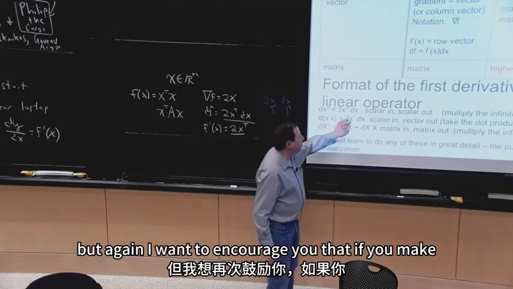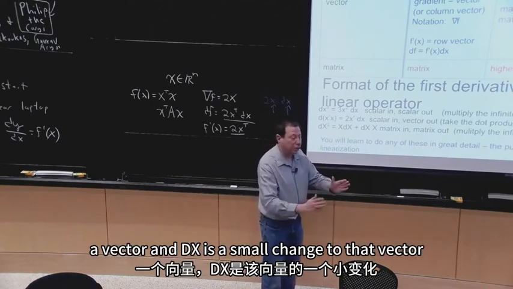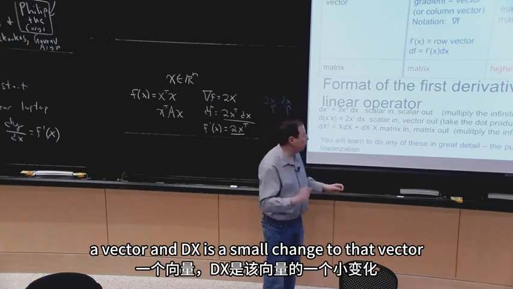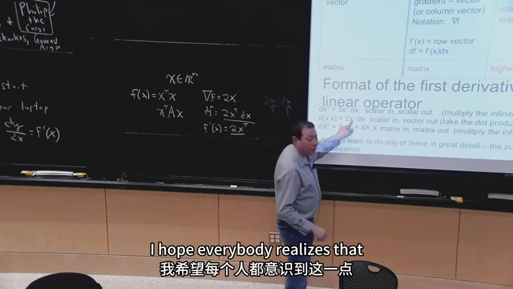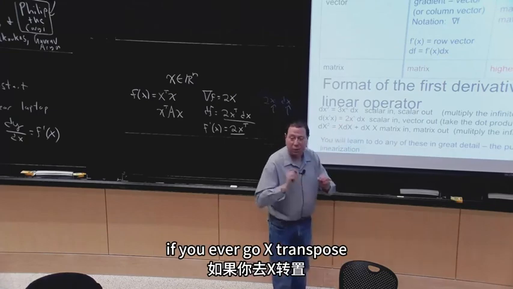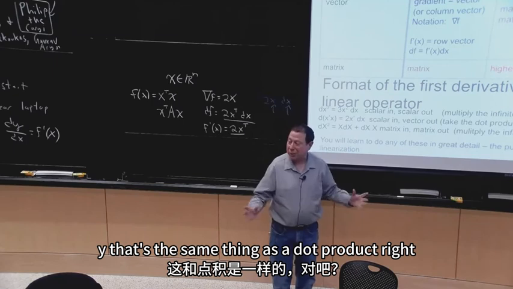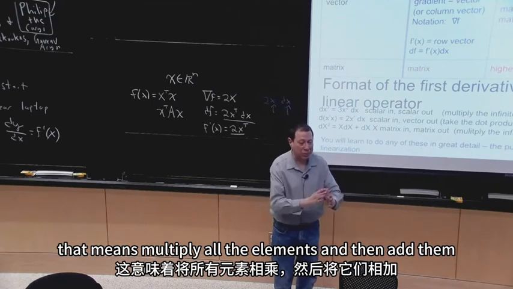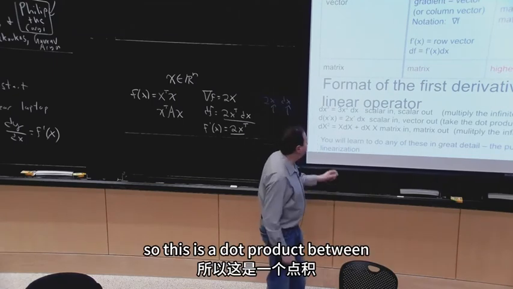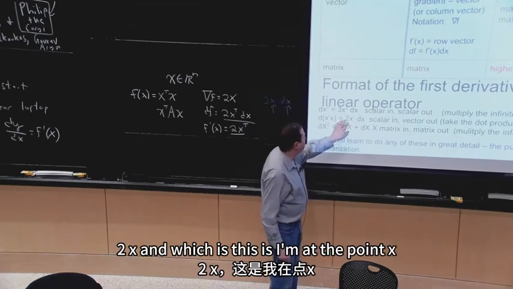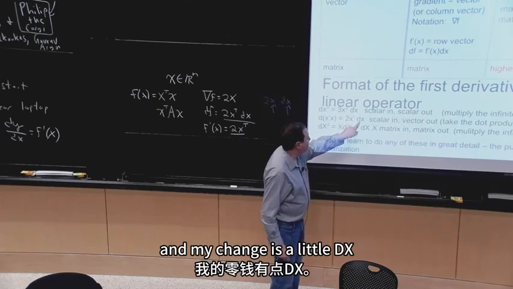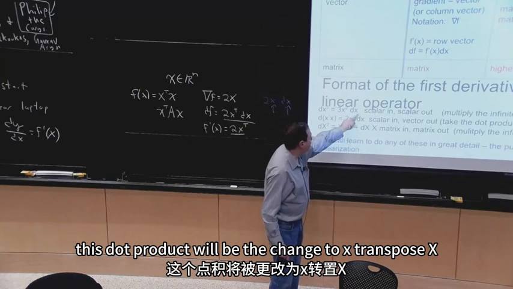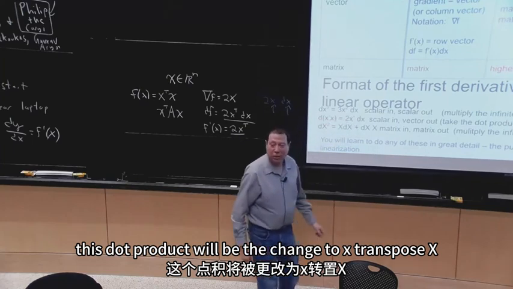But I want to encourage you that if x is a vector and dx is a small change to that vector, then you take the dot product, right? So I hope everybody realizes that if you ever go x transpose y, that's the same thing as a dot product, right? That means multiply all the elements and then add everything up. So this is a dot product between 2x, since I'm at the point x, and my change, a little dx. This dot product will be the change to x transpose x.